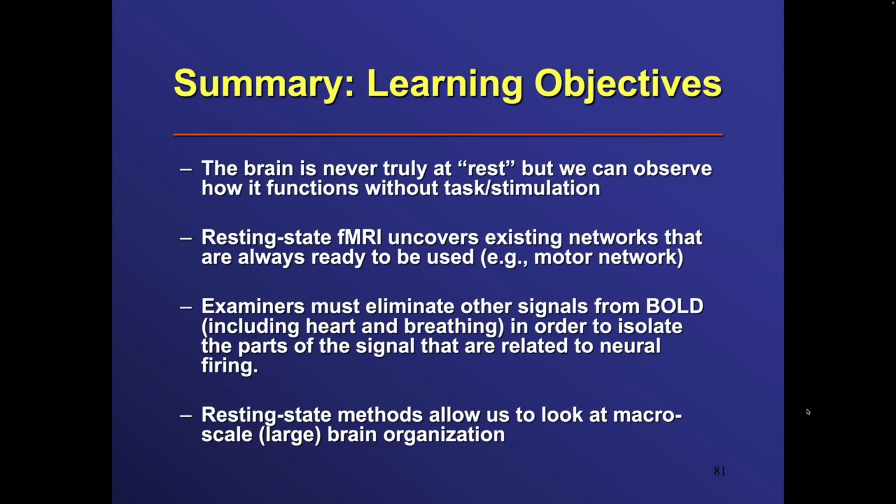And then finally, resting state methods allow us to look at macro scale or large scale brain organization. So we're not talking about connectivity at the synapse, and we're not even talking about directed connectivity based on white matter pathways. We're talking about two related signals that, if the correlation or the relationship between them is high enough, we refer to them as connected. And we can map that out across the brain with hundreds, and there are atlases with even thousands of nodes or brain regions that you can determine the relationship between. And that is it for resting state fMRI.